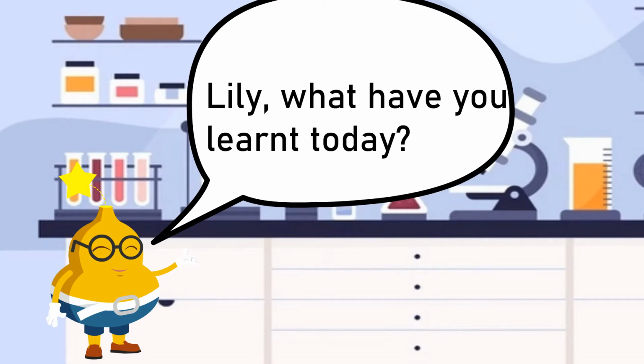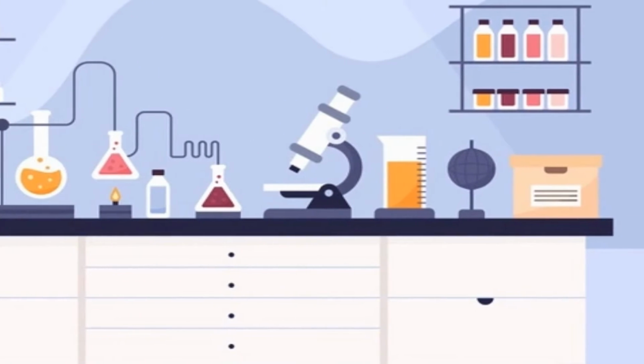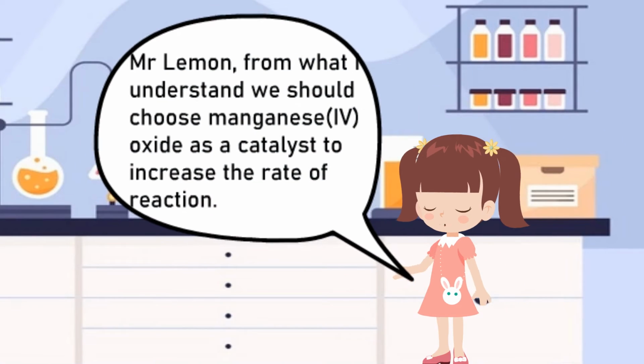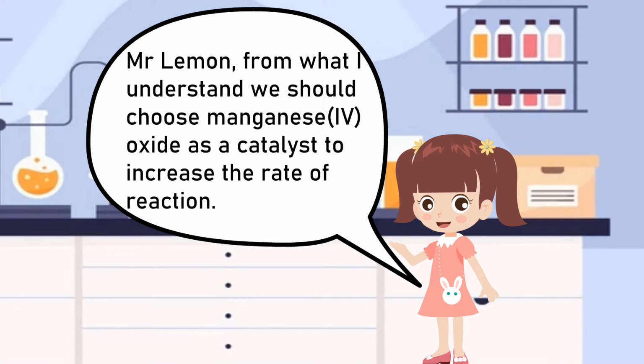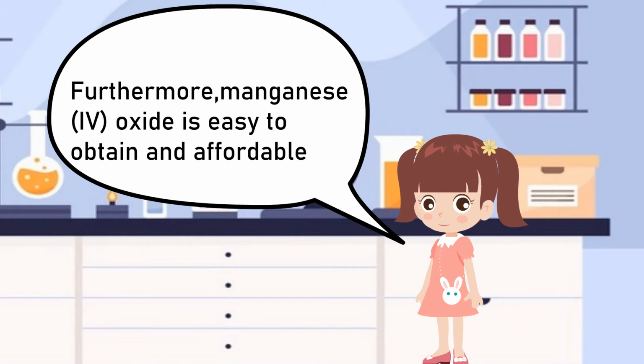Lily, what have you learned today? Mr. Lemon, from what I understand, we should choose manganese(IV) oxide as a catalyst to increase the rate of reaction. The reason is catalyst remains unchanged in most cases and is thus reusable. Furthermore, manganese(IV) oxide is easy to obtain and affordable.